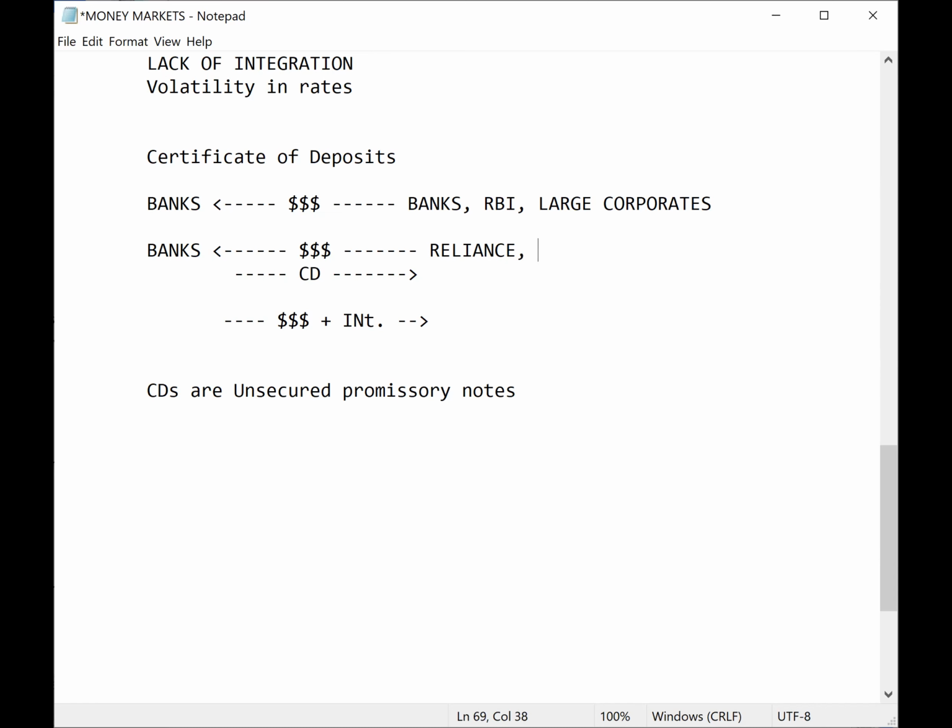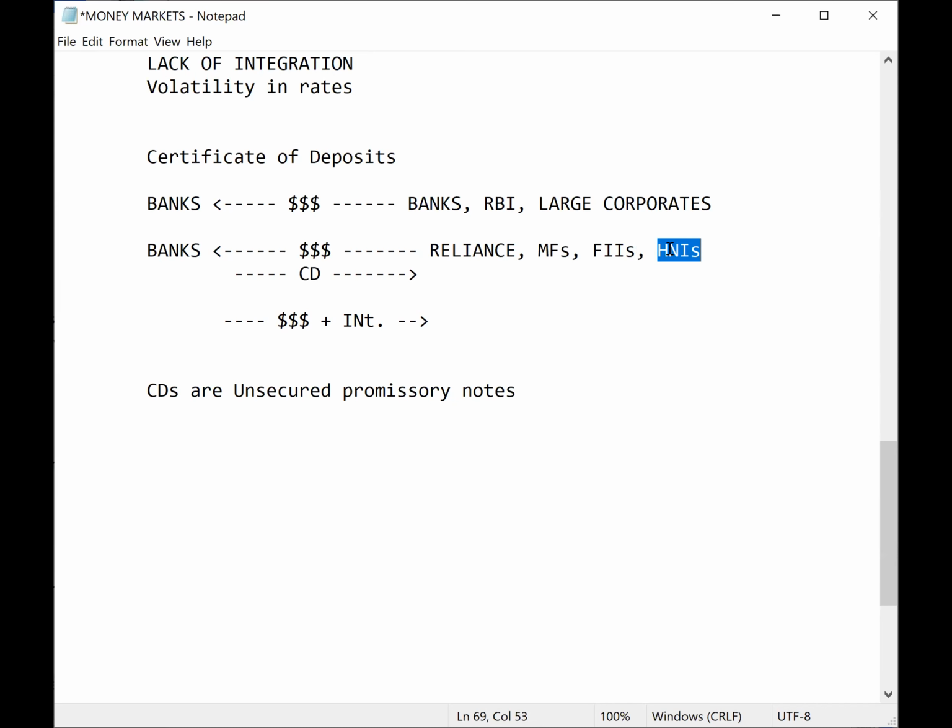It can be mutual funds, guys. It can be FIIs. Okay, so they are unsecured. There is no collateral given by the banks. Also, these are promissory notes. You know what's a promissory note? HNIs are also included in this. Yeah, HNIs can also go for this.